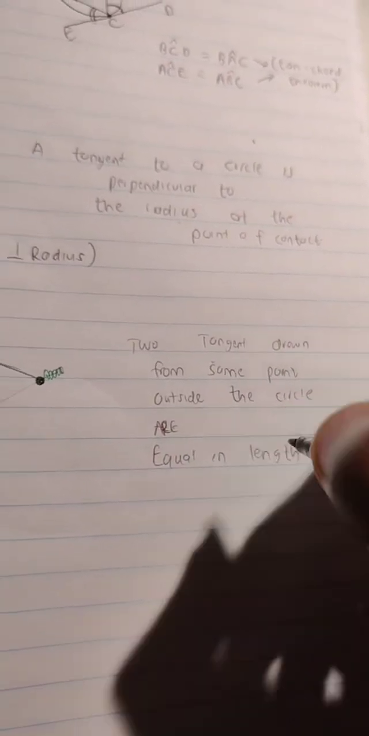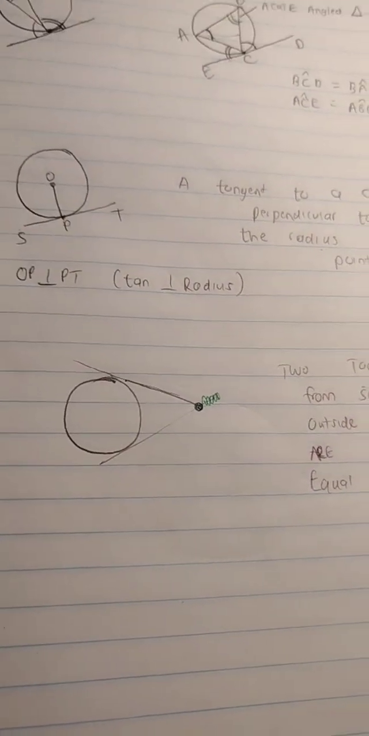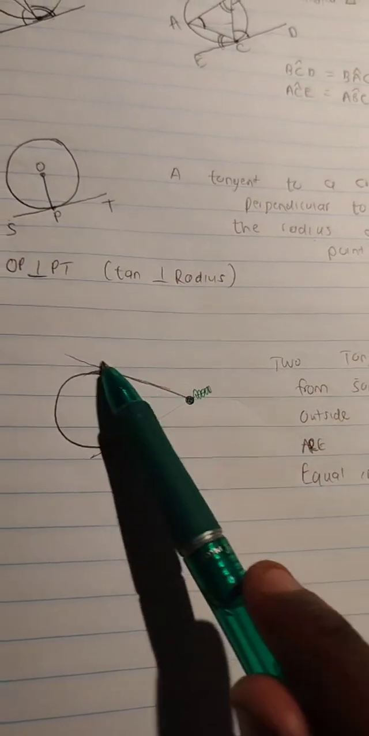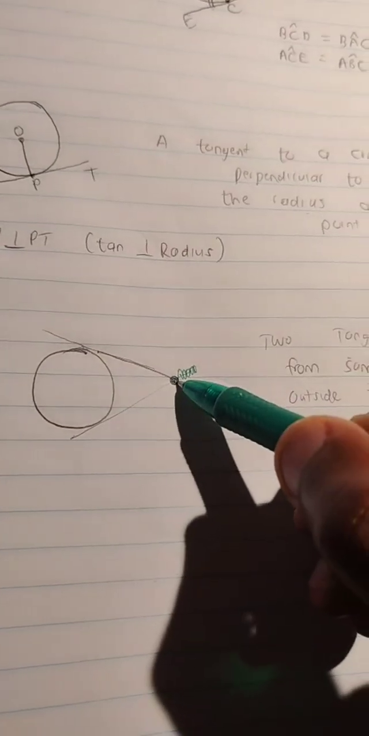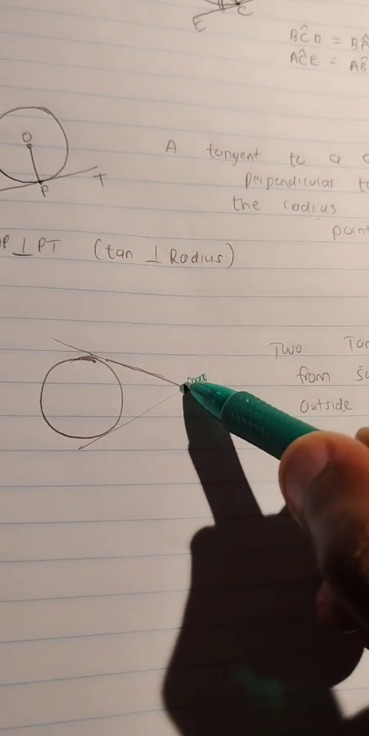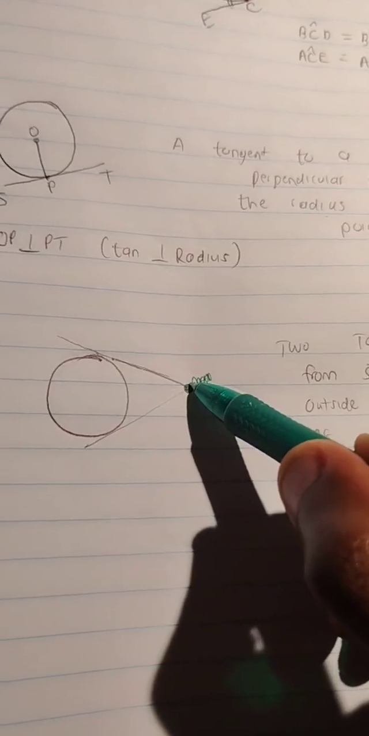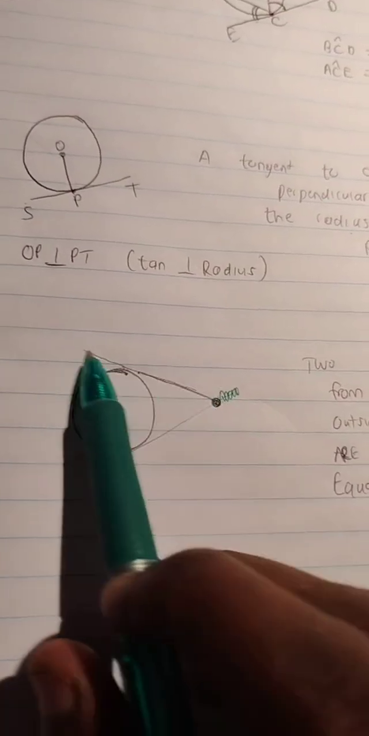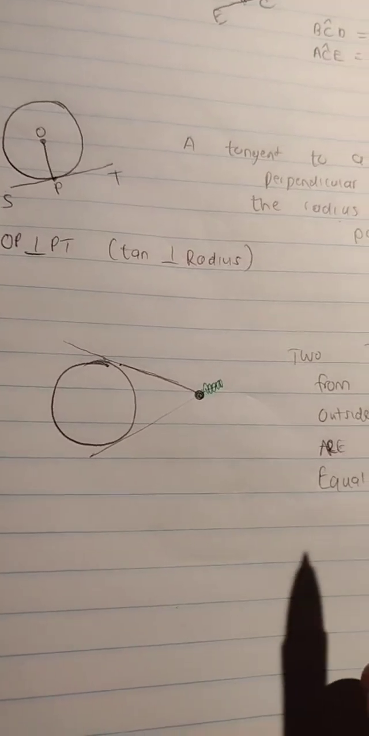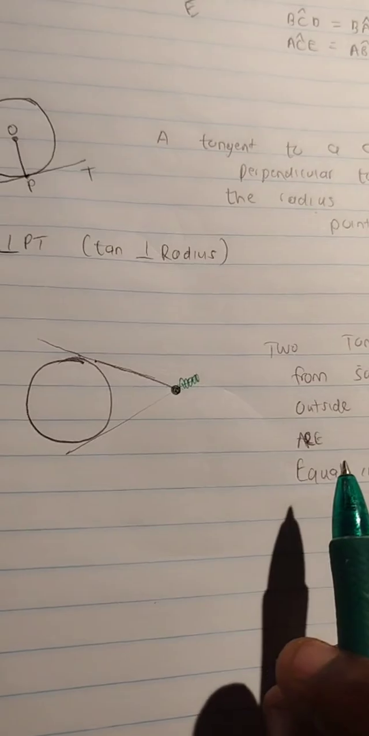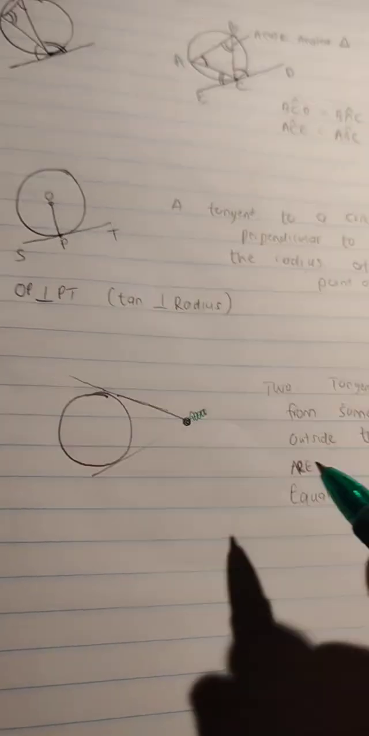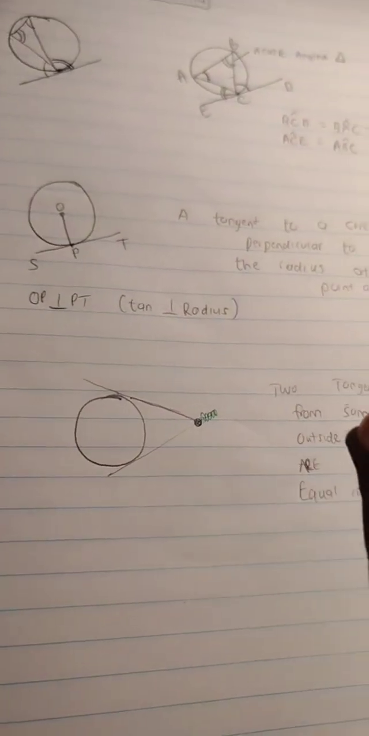in length. Two tangents, this tangent and that tangent. The minute we say that those two tangents are drawn from the same point of contact, we can then conclude that those tangents are actually what? They are equal in length.